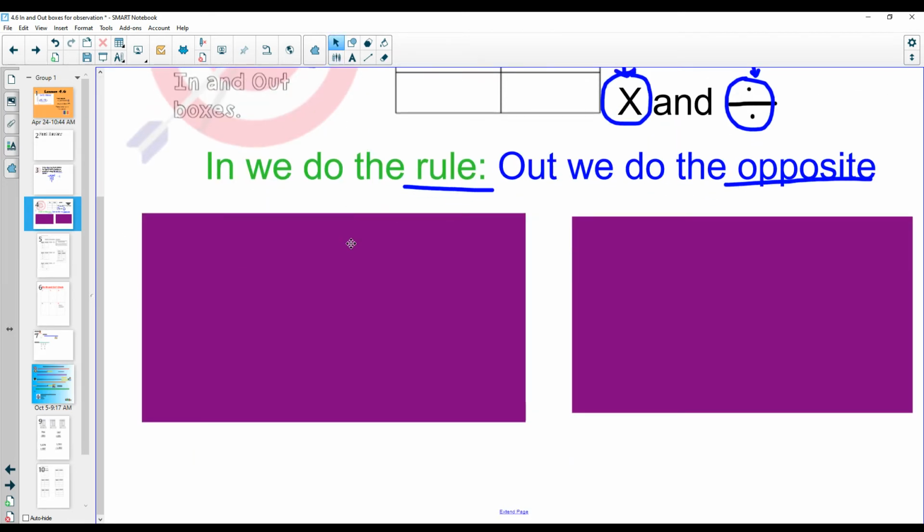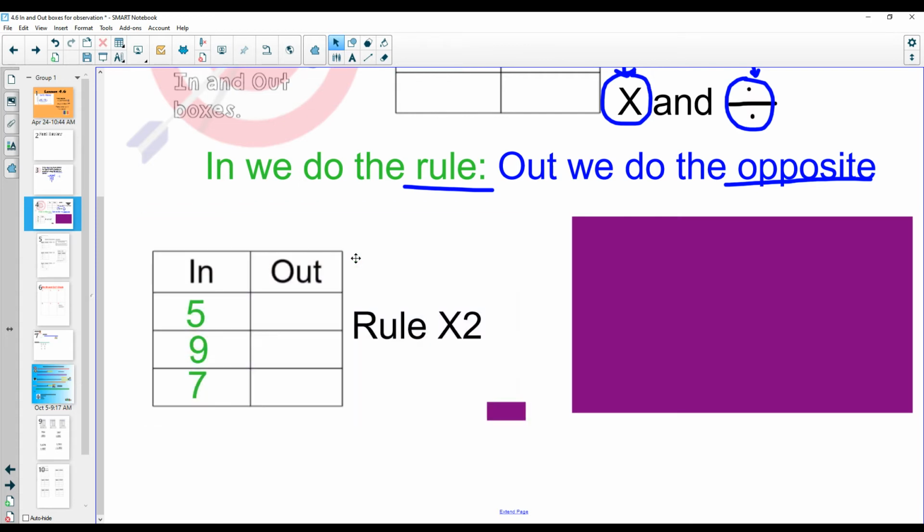Okay, let's look at our first question. All of them are in the in. In, we do the rule. So let's do the rule. 5 times 2. Count by fives 2 times. 5, 10. Yes. Now, if we don't know our times 2, it means we're doubling this number.